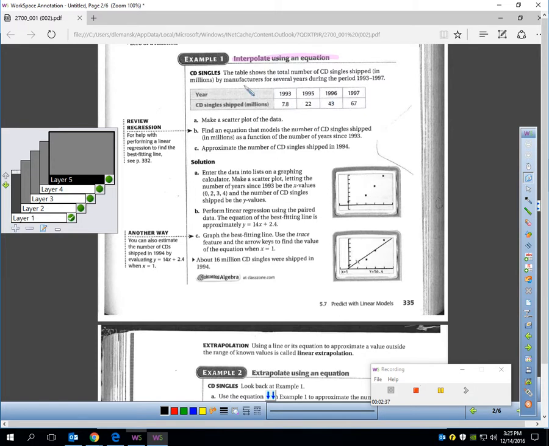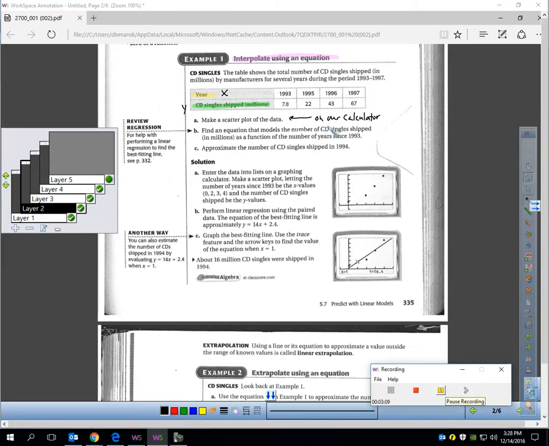I'm going to show you how to do this on your calculator. Now, before we type this in our calculator, we have to make sure that we understand the years are the X's, and in this problem, the CD singles shipped in millions are the Y's. We're going to do this on our calculator right now. So please have your calculator out, because I want you to type this in as I am.